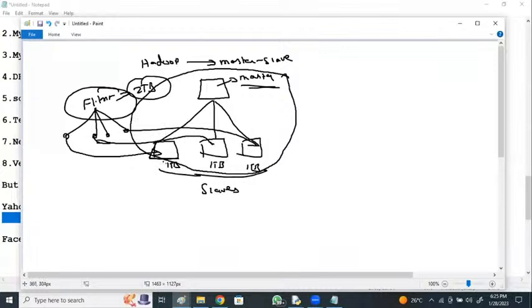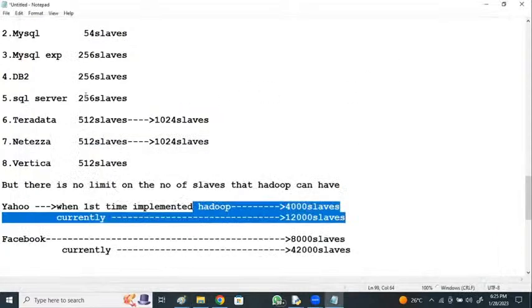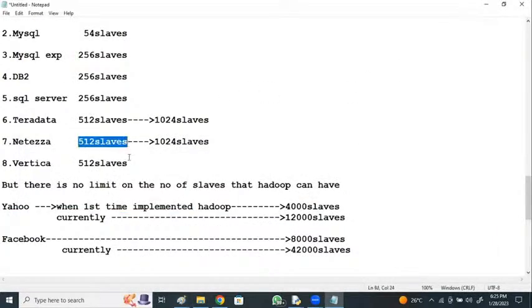So these are the systems. Hadoop has horizontally an unlimited number of slaves. Horizontally, you can keep on adding the systems or slaves, right? Slaves means systems. We can have any number of systems. There is no limit. But for databases, there is a limit. How many systems can there be?